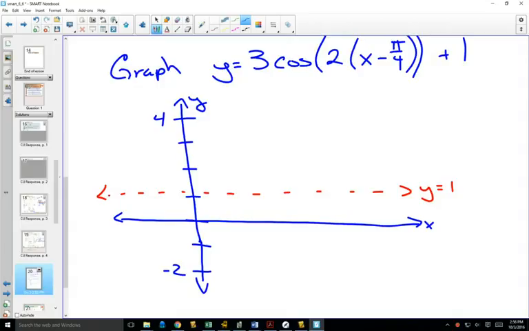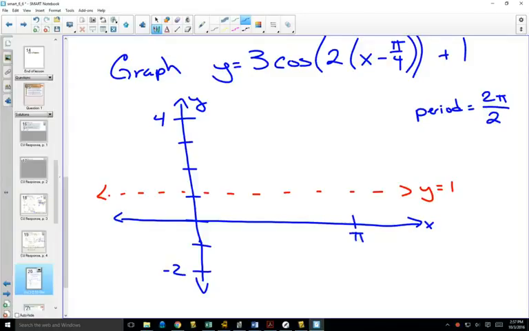Our period, our b value, tells us our period. And our period is always, for sine and cos, 2 pi divided by our b value. Since our b value is 2, our period in this case is going to be pi.